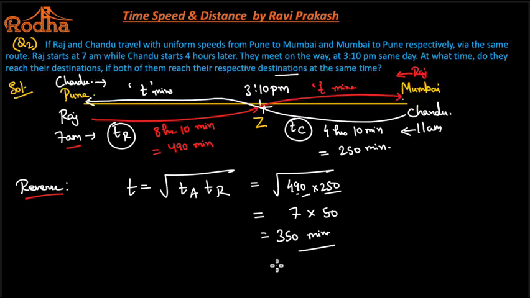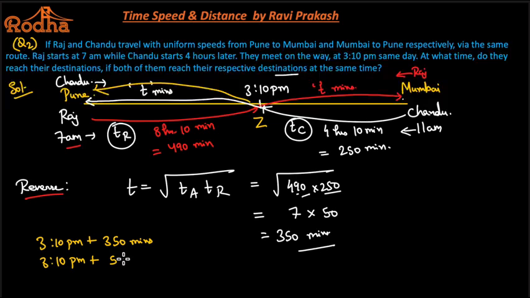So what happened actually? After meeting at 3:10, they took 350 minutes more. So 3:10 p.m. plus 350 minutes more. Now what is 350 minutes? So 350 minutes is equal to 5 hours and 50 minutes. So if you add 5 hours and 50 minutes to 3:10 p.m., the answer will be 9 p.m. So 9 p.m. is the correct answer for this question here.